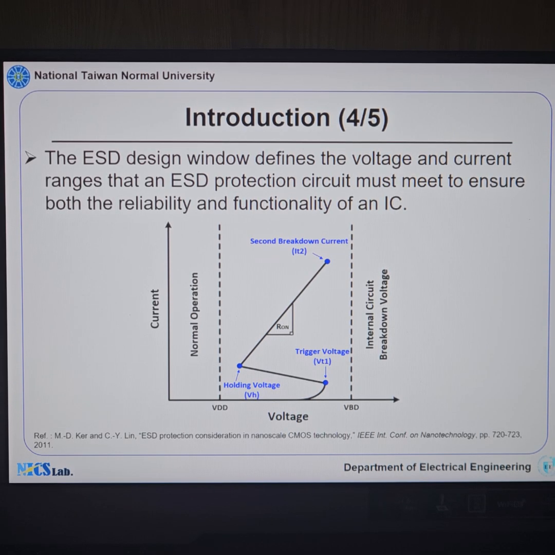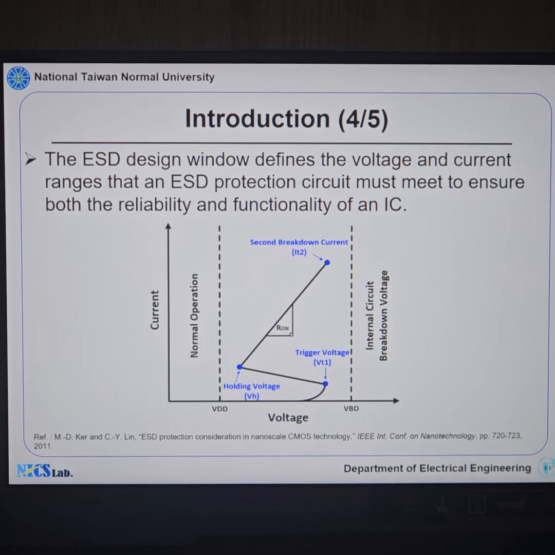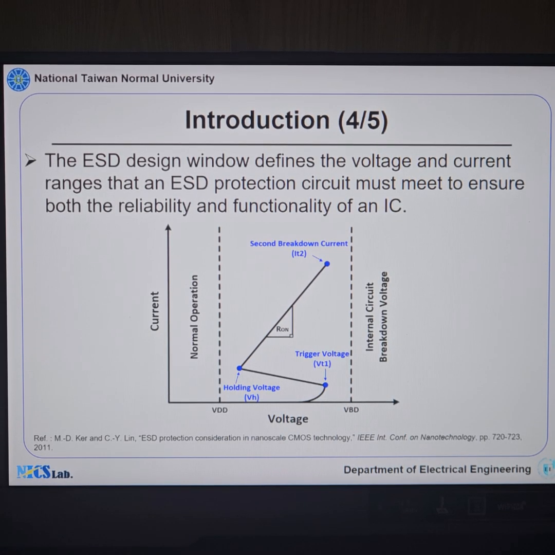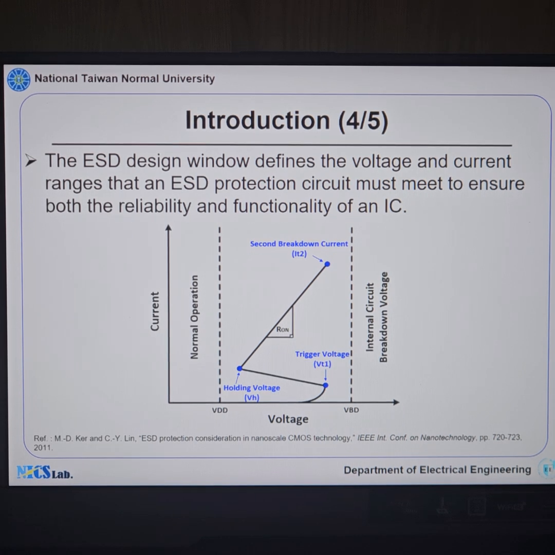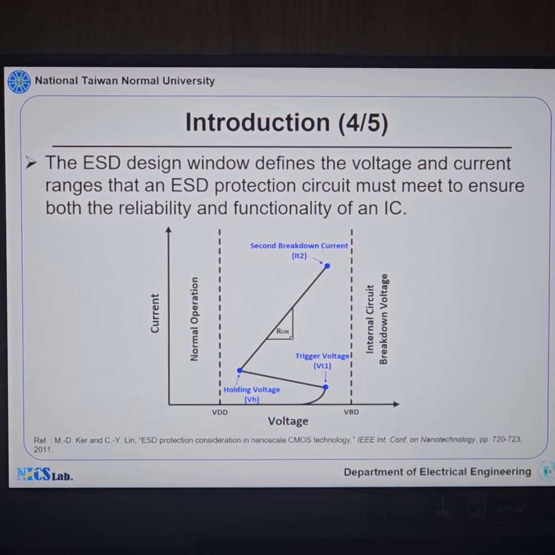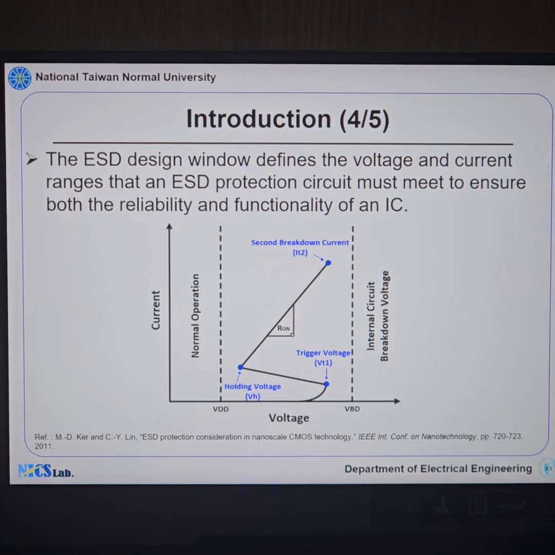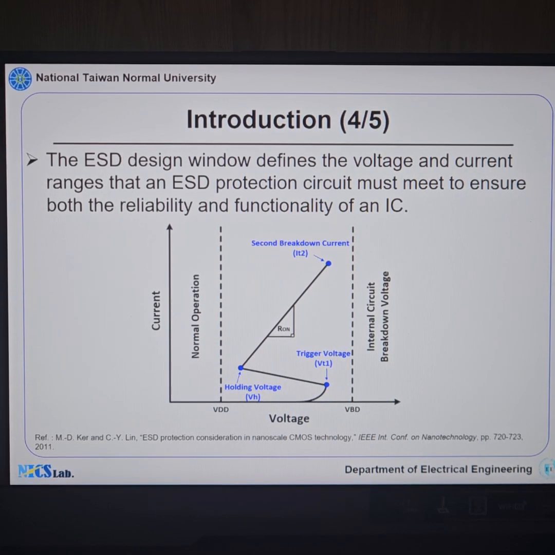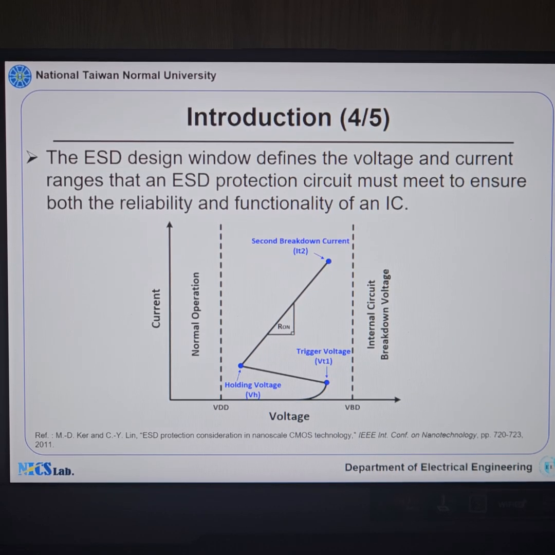The ESD design window defines the voltage and current range that an ESD protection circuit must meet to ensure both the reliability and functionality of an IC. The holding voltage of the ESD protection must exceed VDD to prevent latch-up, while the trigger voltage should be lower than the internal circuit's breakdown voltage to protect sensitive components. The balance is essential for effective ESD protection without compromising performance.